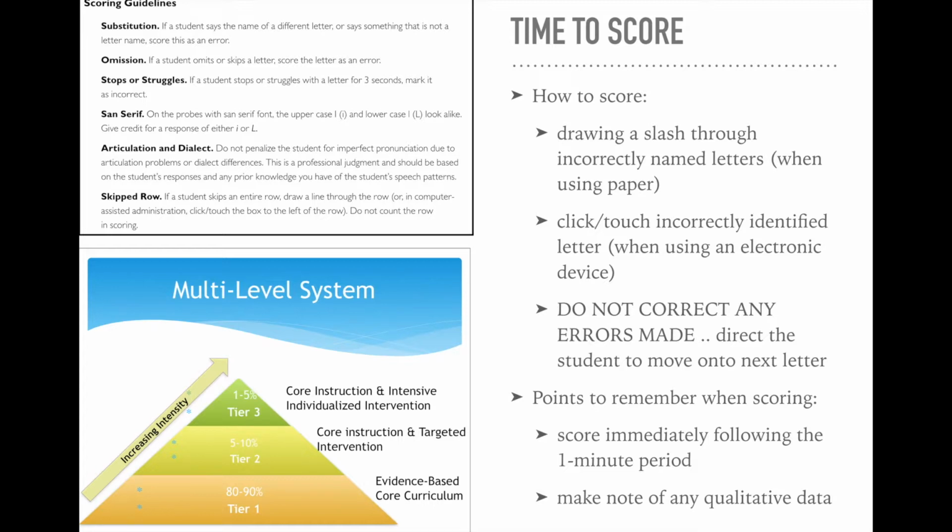When delivering the assessment using a paper method, draw a slash through the incorrectly identified letter, or place an SC over a letter when the student self-corrects within 3 seconds. When utilizing the computer method, you are to click or touch the incorrectly identified letter, and touch the letter again if the student self-corrects within 3 seconds. Please familiarize yourself with the scoring guidelines as written by AIMSweb to better understand any variations and/or exceptions that may arise during the probe. It is imperative that scoring be done immediately following the 1-minute testing period, and that any and all qualitative notes be documented during this period.